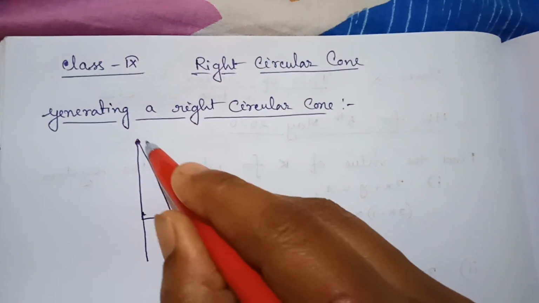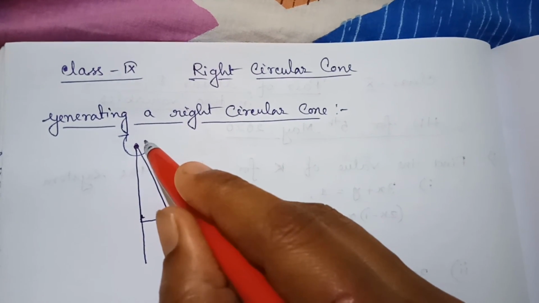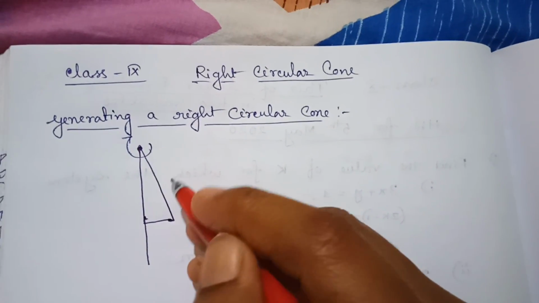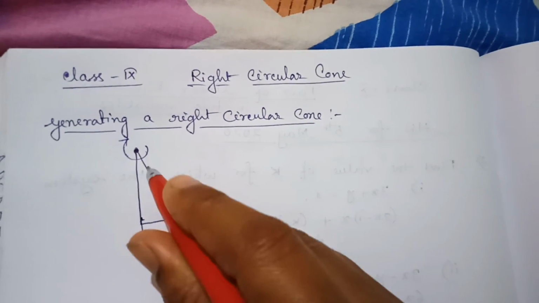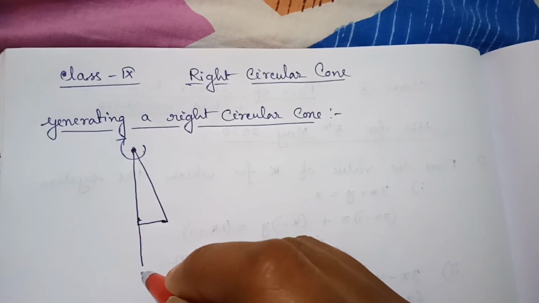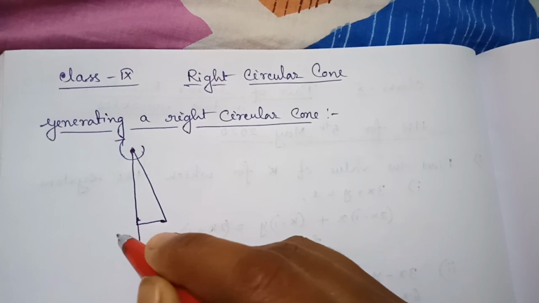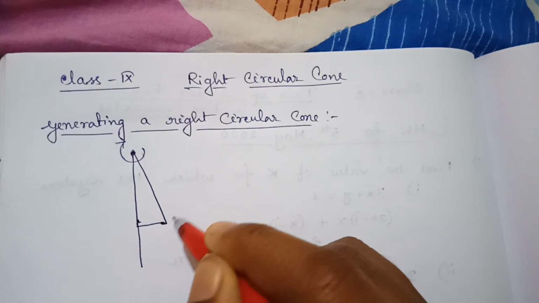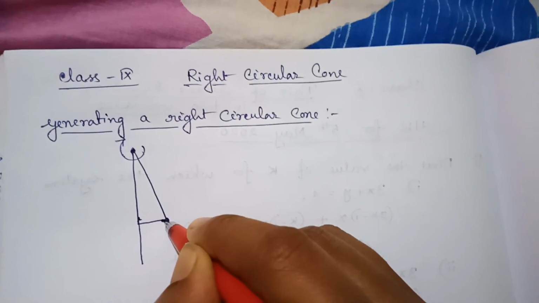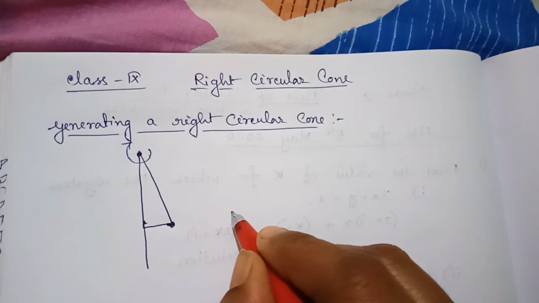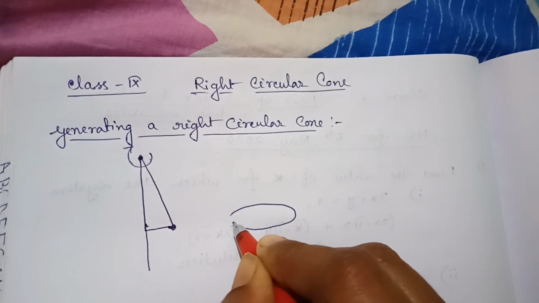For this right circular cone, we need to have a right triangle and we will rotate it from 0 to 360 degree rotation. And then we will get, look, this middle line will be fixed. This line will go this side, this side, this side, like this. So this point will make a circle.